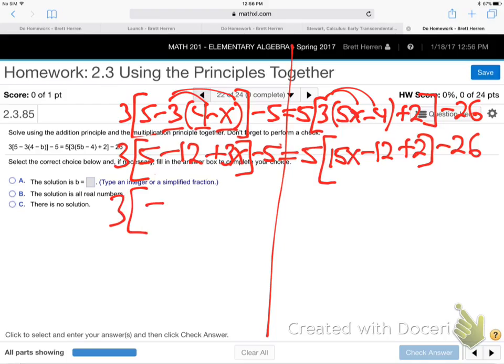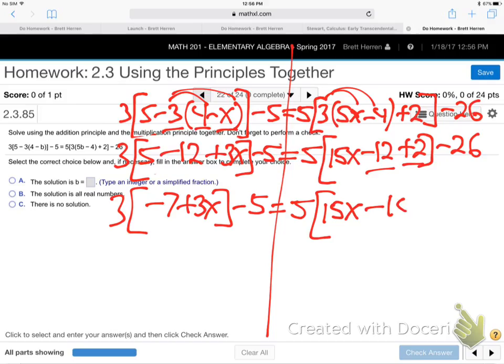So 5 minus 12, negative 7. Whoops, I'm getting too scribbly. So, plus 3x minus 5. And what's this? 15x. So, minus 12 plus 2 is minus 10. We good to there? I just combined, you know.